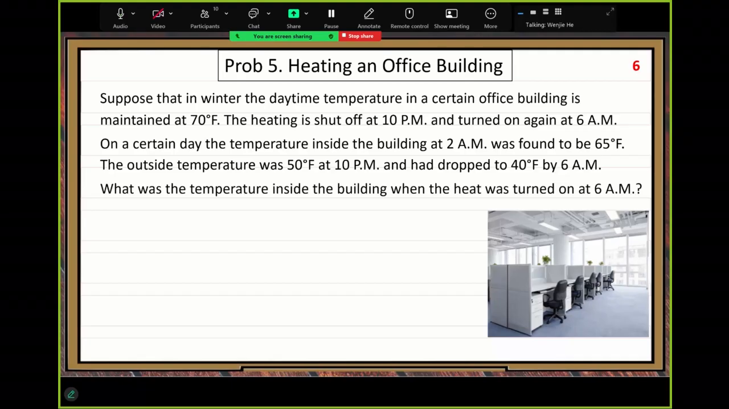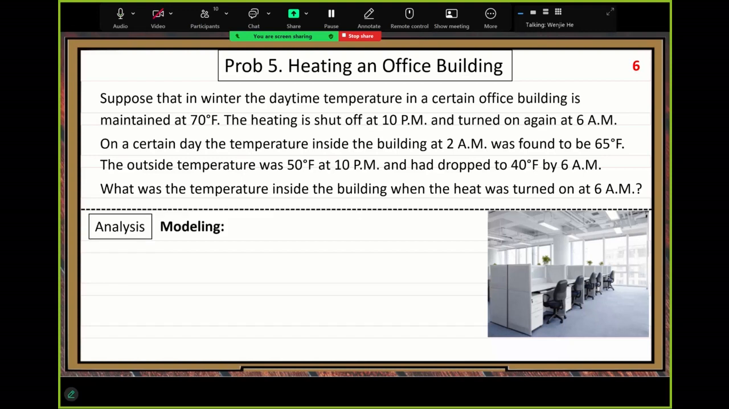What was the temperature inside the building when the heat was turned on at 6 a.m.? So here you need to find the temperature function. The y function is the temperature of the office. Can you find that temperature function, y of t, in the office? If you can find that, you can answer this question. So let's do the analysis, the modeling first.